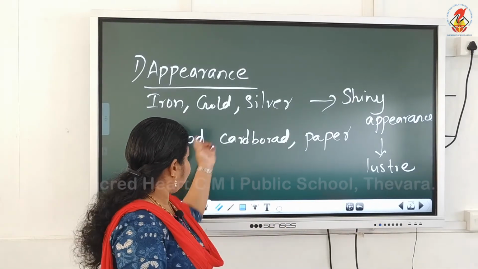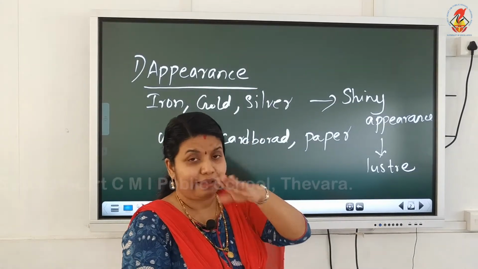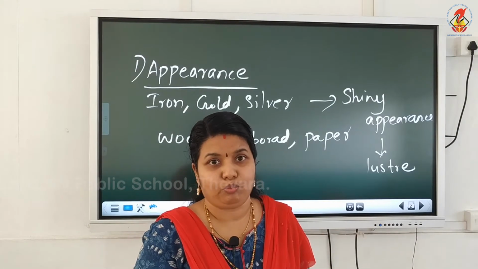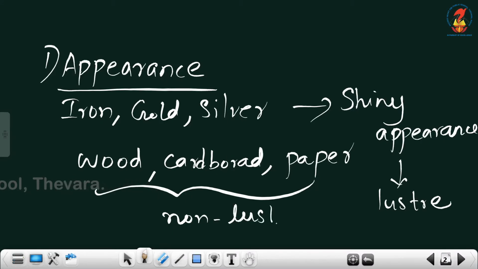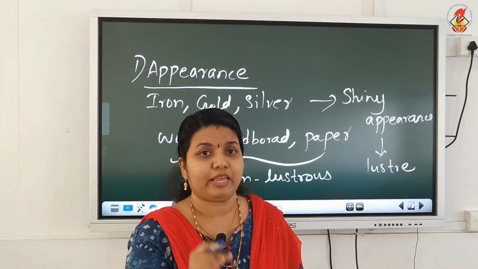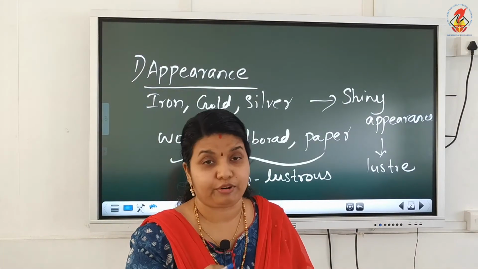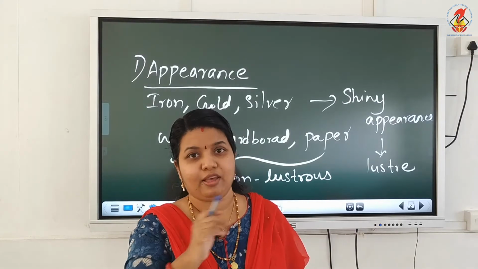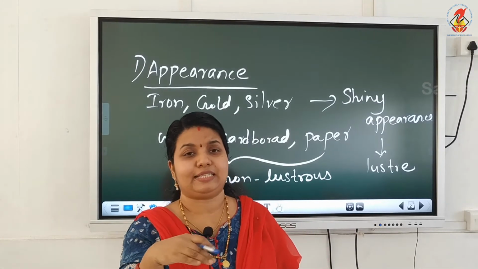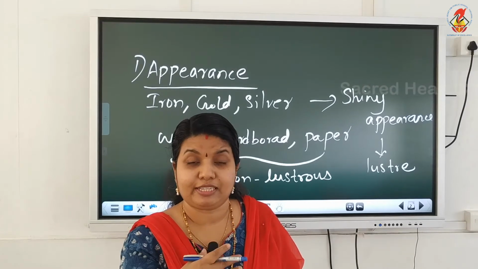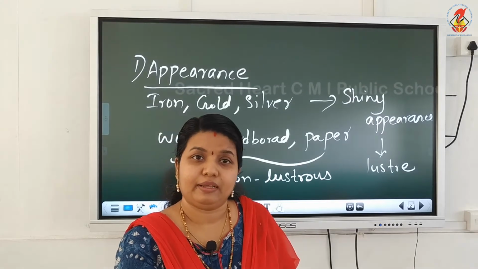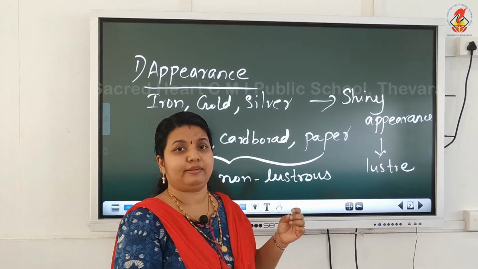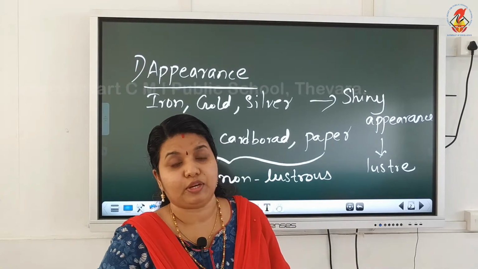But compare it with wood, cardboard and paper. Do they have a shiny appearance when they are freshly cut? No. So these materials are non-lustrous. We can classify materials into two types based on their appearance, lustrous and non-lustrous. So all metals are lustrous. The freshly cut surface of metals has a shiny appearance which we call luster. But materials like wood, cardboard, paper, etc., do not have a shiny appearance. We call them non-lustrous.